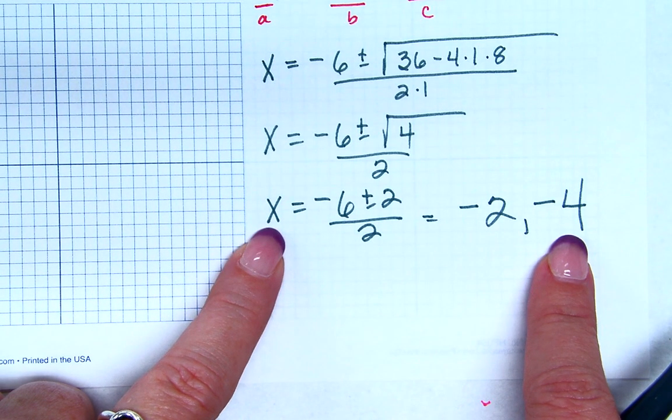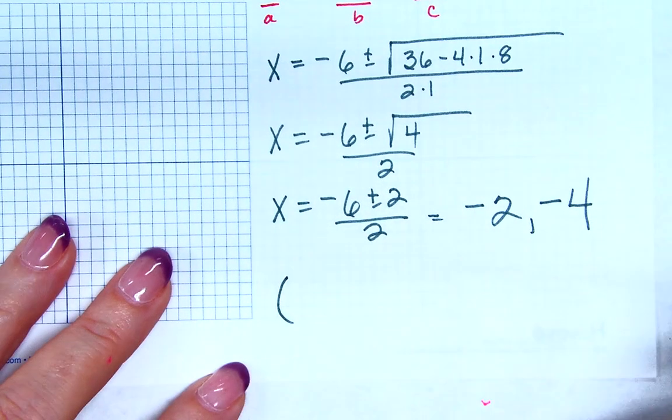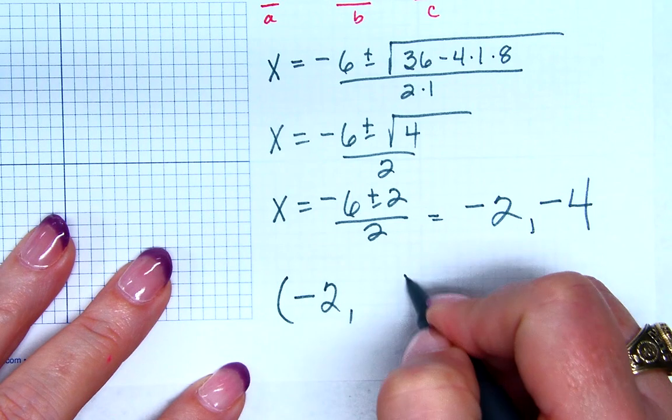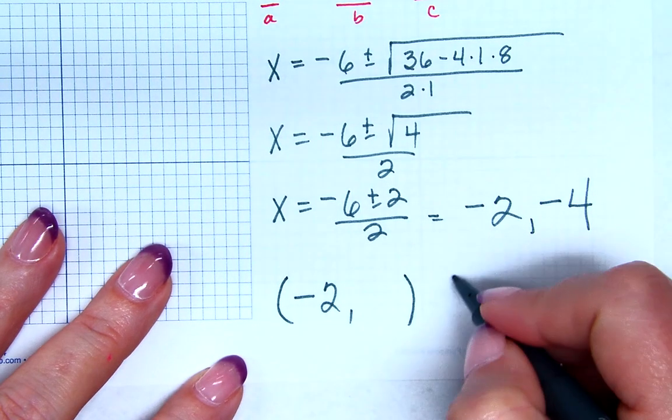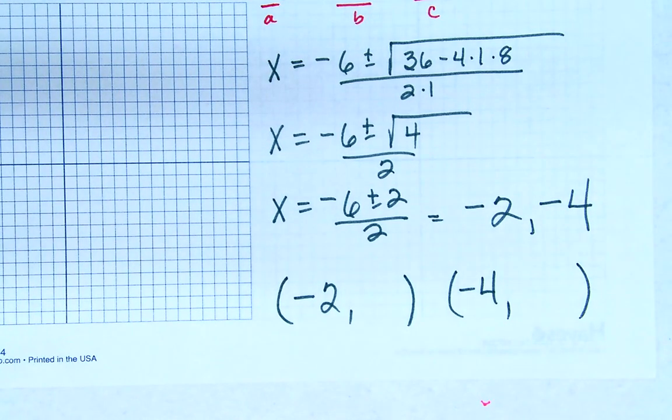The x values. So what do I know? How many solutions do I have? 2. I have 2 solutions, right? One of the solutions looks like negative 2 something, and one of my solutions looks like negative 4 something. How do I figure out the somethings?